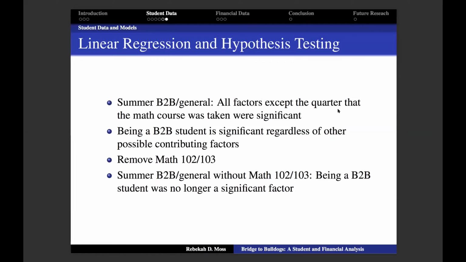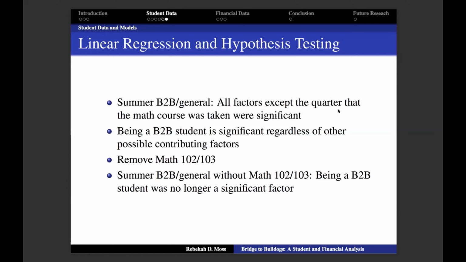Then we considered the fact that Math 102, 103 is the first course that the Bridge students take. So if the program is effective, we thought that any math learning deficiencies should probably be addressed during this class. So we decided to remove the Math 102, Math 103 data and look at just the future math classes. So then when we compared the summer Bridge to Bulldog students versus the general students, all without that Math 102, Math 103 class, we found that being a Bridge to Bulldog student was no longer a significant factor contributing to what the students made in their math courses.